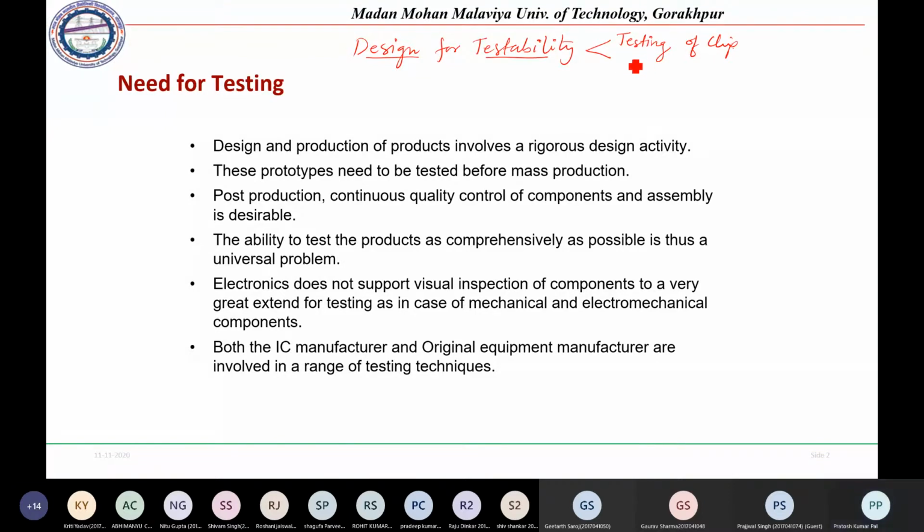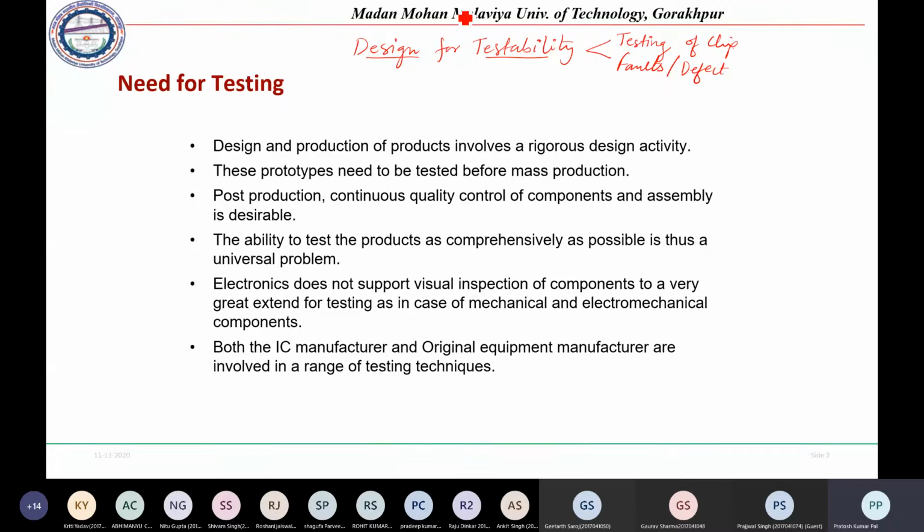and what type of faults, or we call it defects, what type of faults can occur in a digital circuit. We will be seeing this. So how the testing should be done for a chip, and what are the different faults that can occur in a digital chip, we will be seeing this.